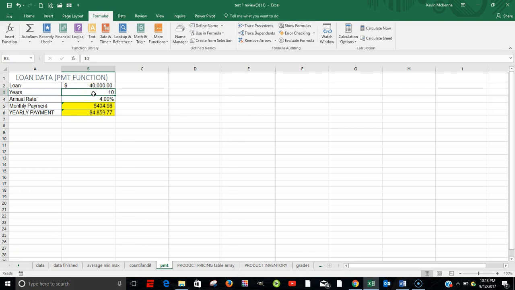Many times you have 10 years to pay back that loan. Sometimes it'll vary. And also, the annual rate right now is approximately 4%. So once again, this is something to keep in mind, that when you get out of school, you will have to be paying back these various loans.